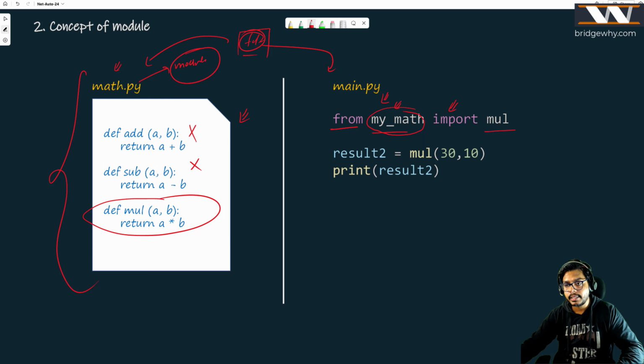And if that is the case, then basically you can directly call this multiplication right here with these two numbers as the argument, and you are storing them into the result 2, and you are printing them. Now the result is going to be 300 because you are multiplying them. It is as simple as that.